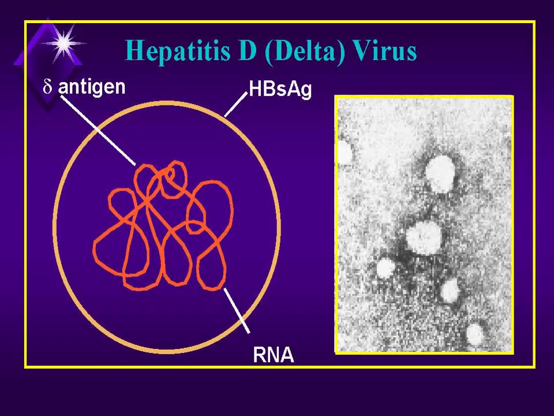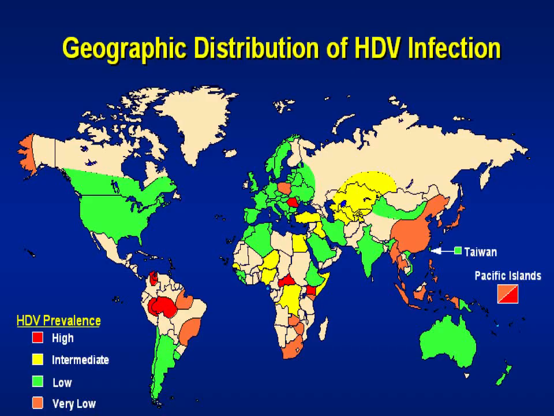As we see here, hepatitis D virus replicates inside the hepatitis B virus. Therefore, it is distributed all over the world. In Egypt, it is a low prevalence of hepatitis D virus.